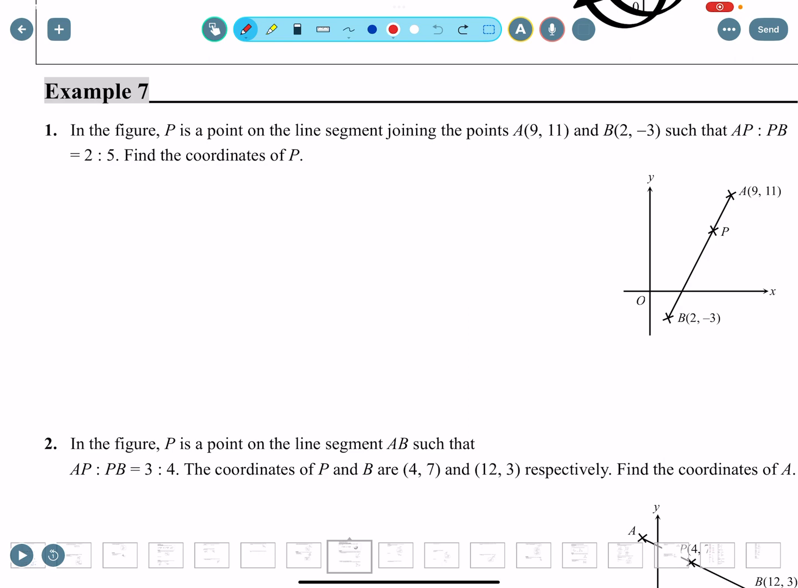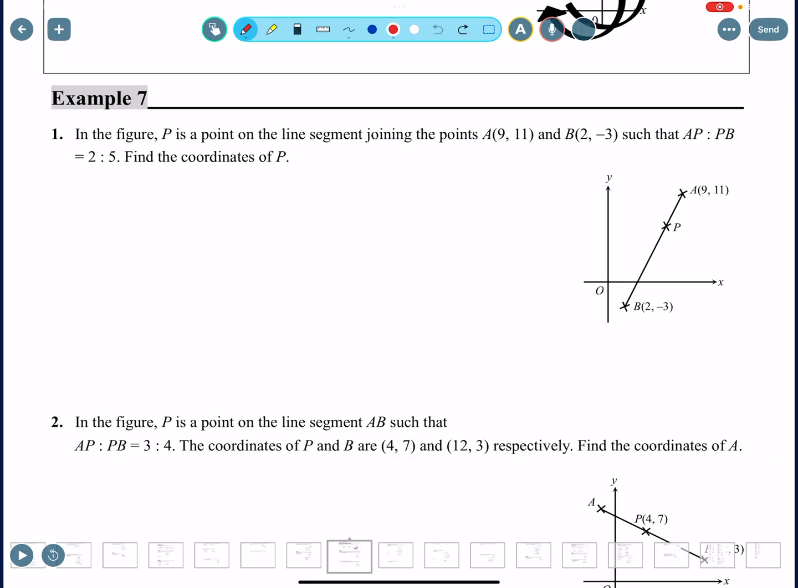Number 1, find P. So the coordinates of P are x and y. Let P equal x, y. Now we're gonna find x and y, okay? For x, AP to PB is 2 to 5. AP is 2, and then PB is 5. So we have to write it down there too, so it doesn't confuse us.